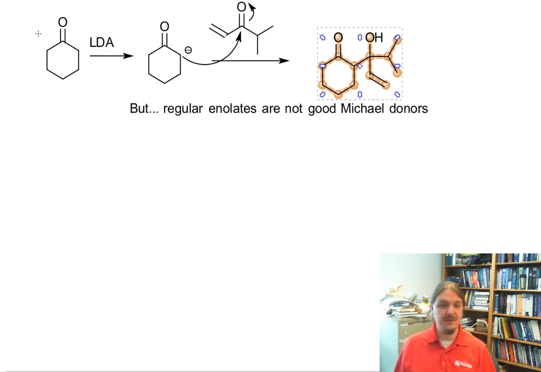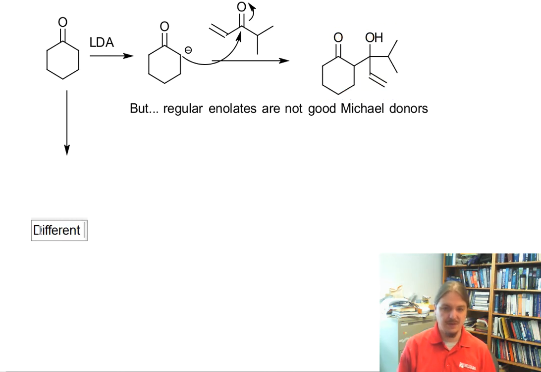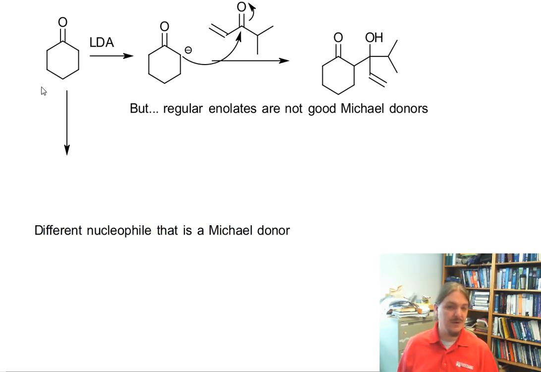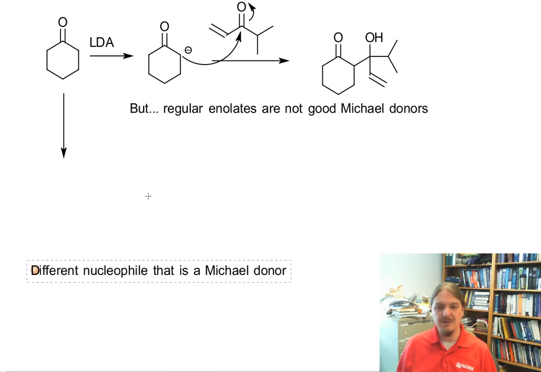So we need a different nucleophile, something we can turn our ketone into. We want a different nucleophile that is a Michael donor that will react at the beta position, do the 1,4 addition and not 1,2 addition. And as I mentioned earlier, the name of the video gives this away. We want to convert our cyclohexanone into an enamine.